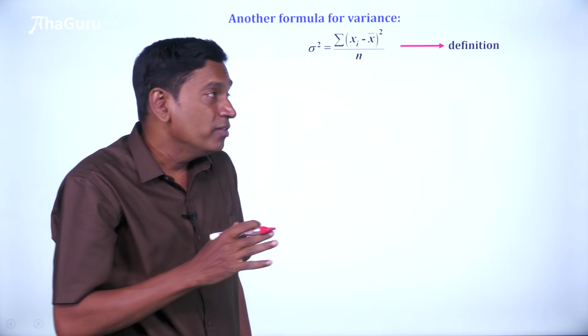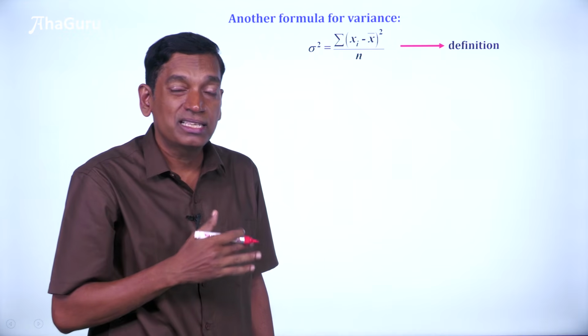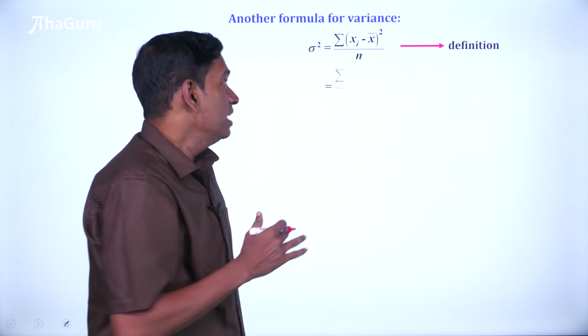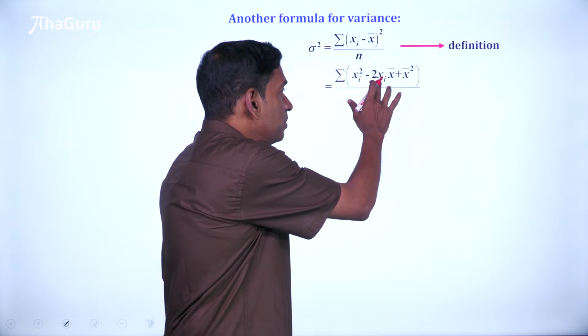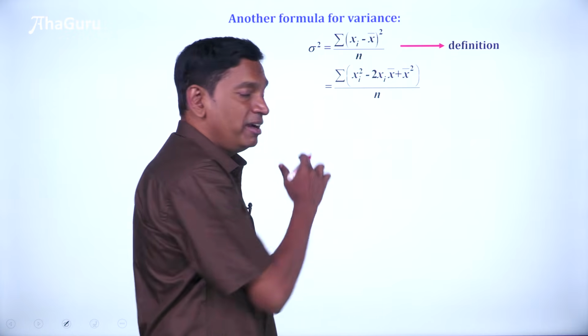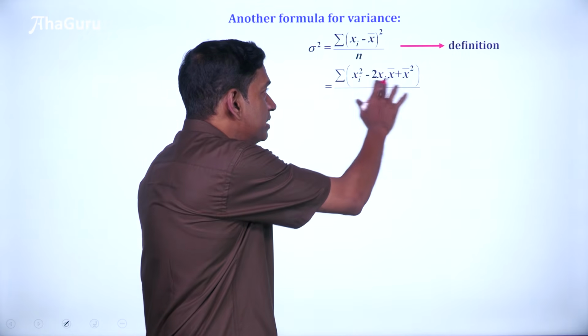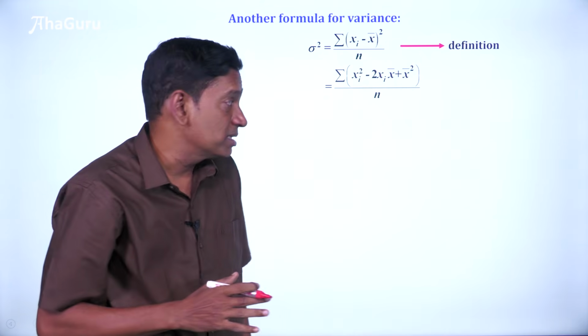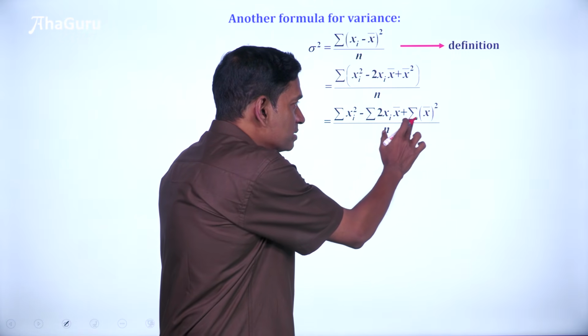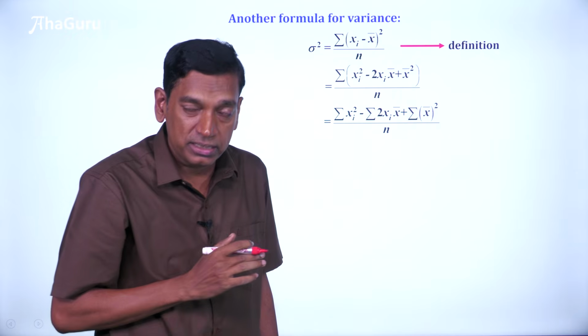Now, we are going to expand inside the summation. So, (xi minus x bar) whole square can be written as xi square minus 2 xi x bar plus x bar square, and the whole divided by n, and you can now split the summation across each of these terms. So, you can write it as summation xi square, summation 2 xi x bar plus summation x bar square.